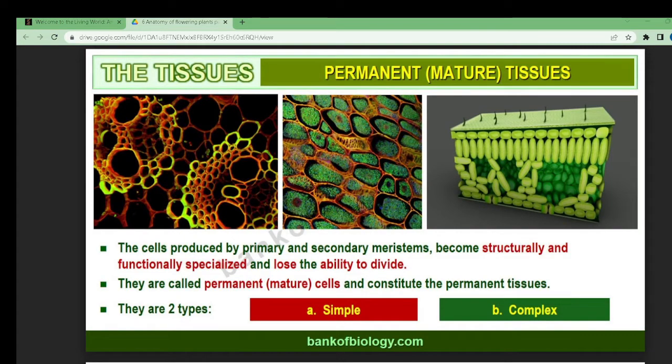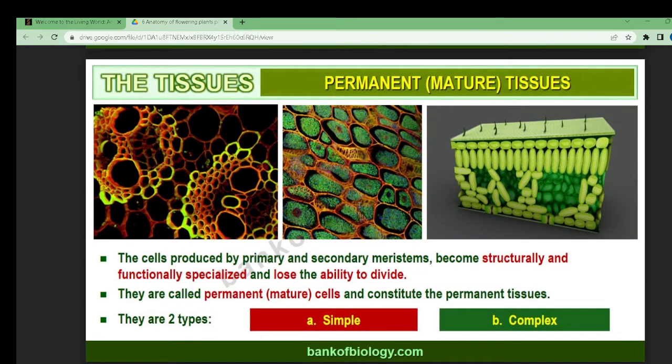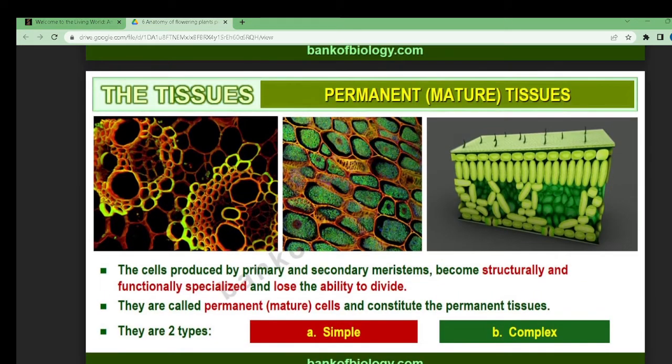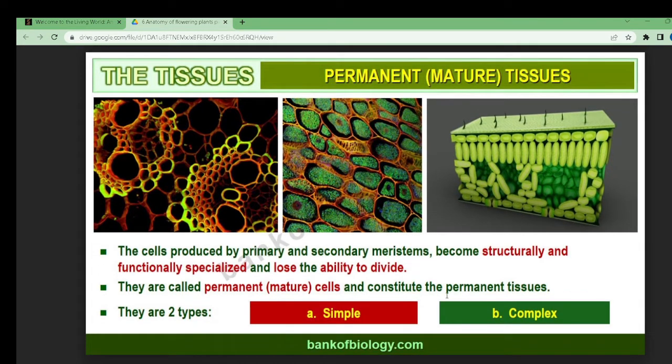So now we are going to learn about the tissues. The first tissue is permanent tissue. It is also known as mature tissue. The cells produced by primary and secondary meristems become structurally and functionally specialized and lose the ability to divide. Okay, so this is the permanent tissue.